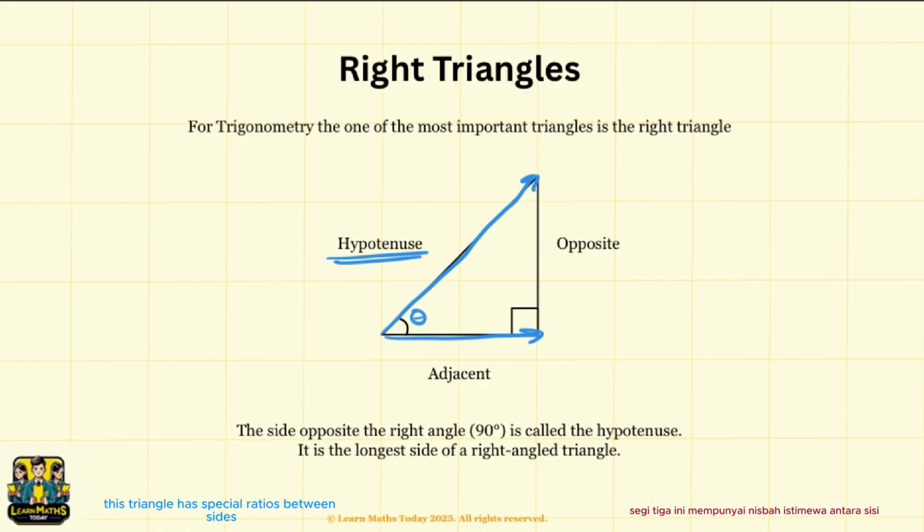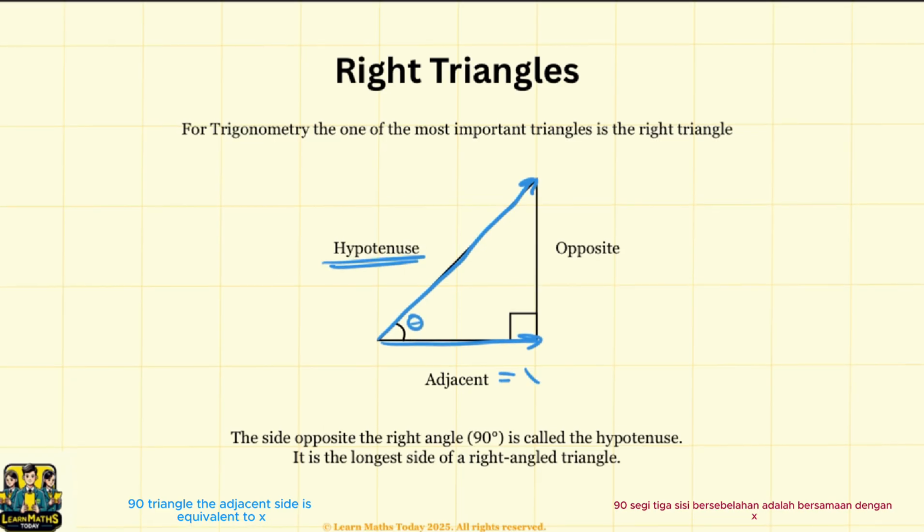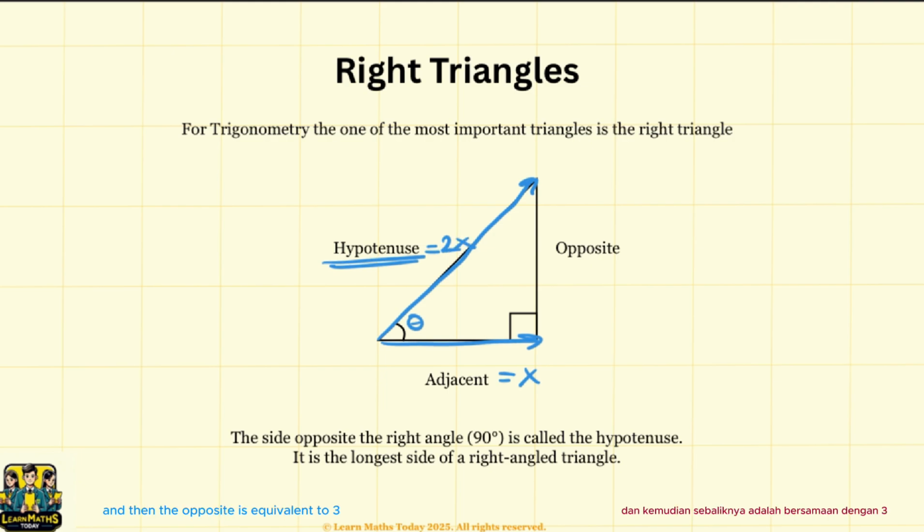This triangle has special ratios between sides. So in a 30, 60, 90 triangle, the adjacent side is equivalent to x, and then the hypotenuse is equivalent to 2x, and then the opposite is equivalent to x root 3. And these ratios will remain consistent across all 30, 60, 90 triangles, no matter what x is, which also means that sine, cosine, and tangent of these 30, 60, 90 triangles will all be the same.